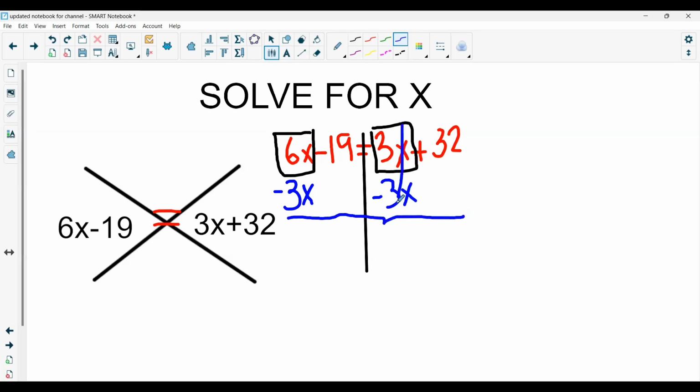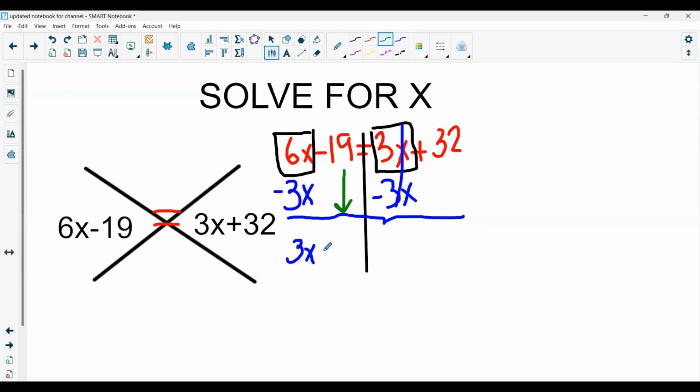Okay, now we cross that out. So let's start from the beginning now. 6x minus 3x is 3x. And if you have no idea what I'm doing, go back and watch the video under equations called multi-step equations with variables on both sides. You can go back and watch that and practice solving these.